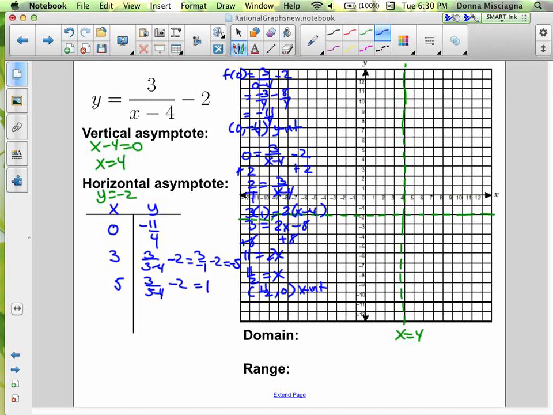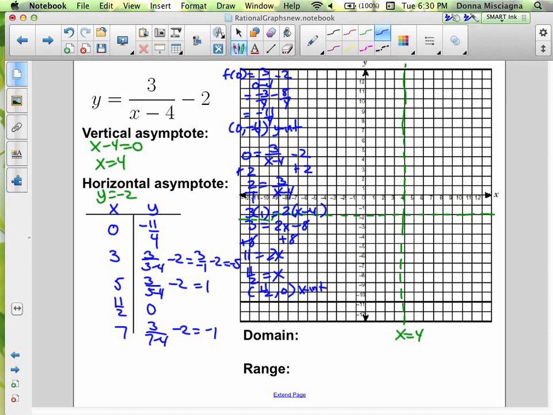And then we have the x-intercept, 11 halves, 0. And I think that will be, oh, let's plug in 7. 7. I like 7. 3 divided by 7 minus 4 minus 2. That's 3 divided by 3. That's 1 minus 2, or negative 1. So we'll graph those points.